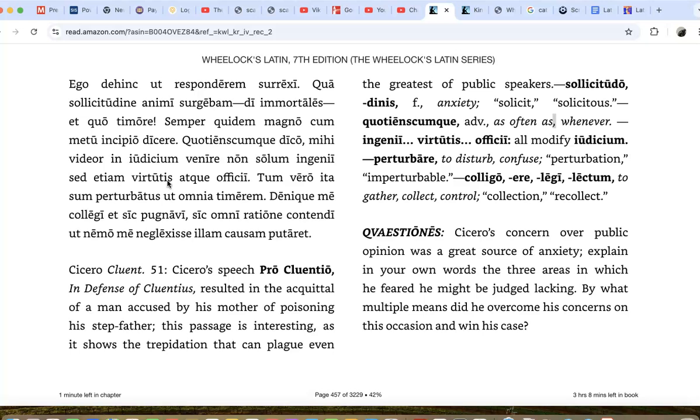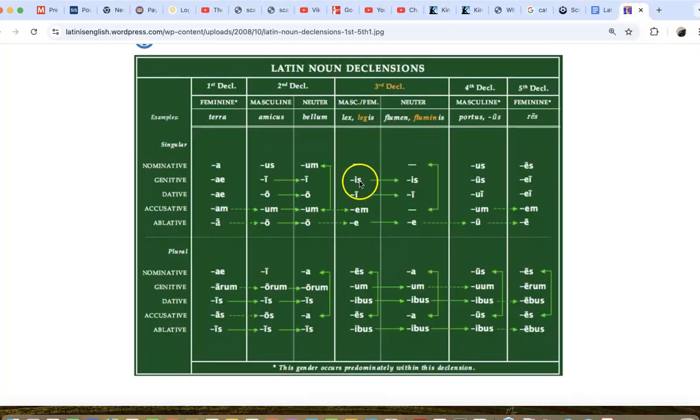We should be able to recognize this as the genitive. Third declension genitive singular is is, because virtus is third declension. And then duty, which is a neuter noun, is second declension, so officii. So virtutis officii is how we explain those endings.